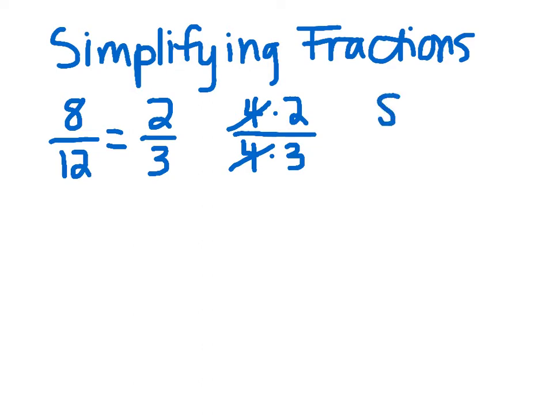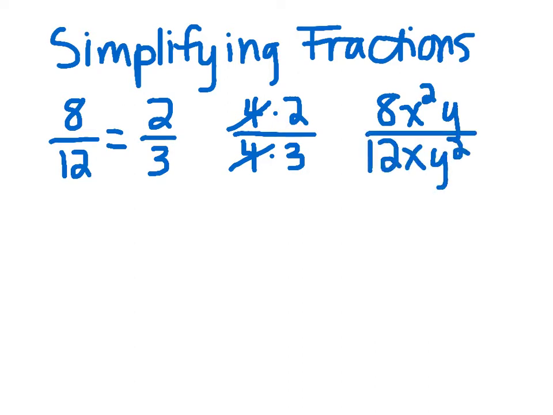This is the same reasoning behind the fractions we talked about in the last chapter, where 8x squared y over 12xy squared reduces to 3x over 4y, because that reduces. One of the x's cancels out, leaving one on the top. One y cancels out, leaving y on the bottom. The difference is that in this chapter we're going to be talking about polynomials, which are the sum of monomials.